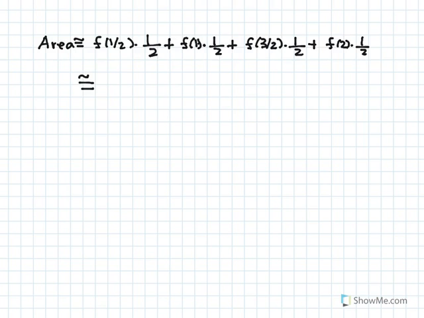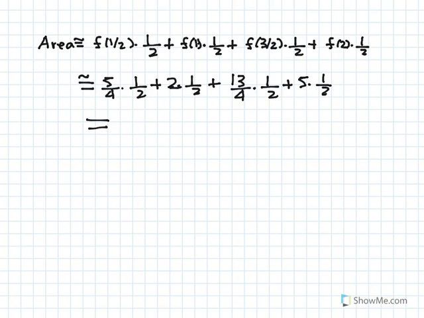F of 1/2 is 5/4 times 1/2. F of 1 is 2 times 1/2. F of 3/2 is 13/4 times 1/2. F of 2 is equal to 5 times 1/2. If you add up all these fractions, it will work out to 46/8. And changing that into a decimal, that's 5.75. So we've approximated the area under the curve to be 5.75 using 4 rectangles.